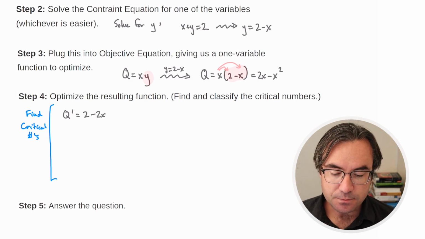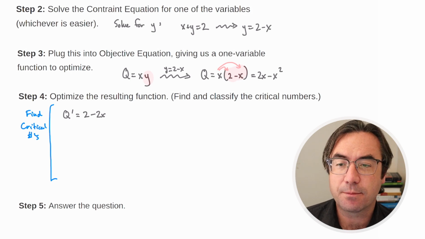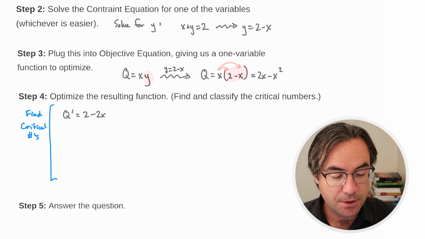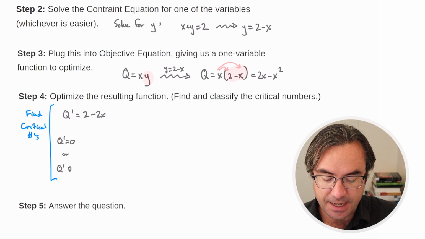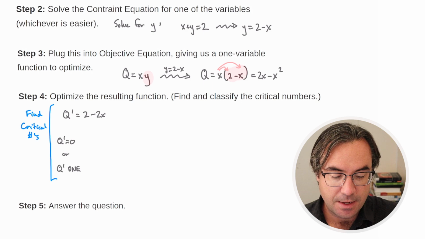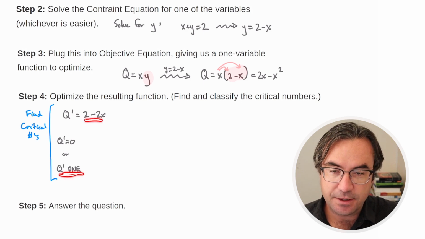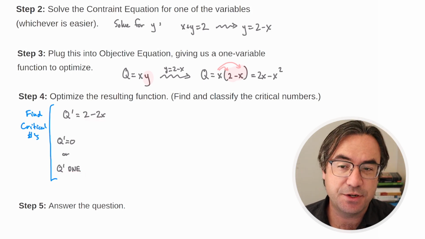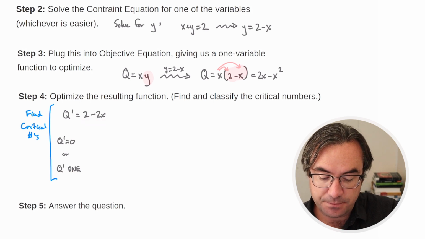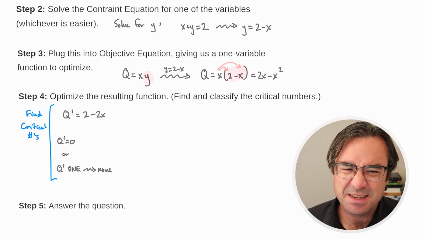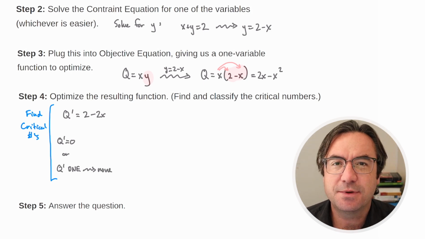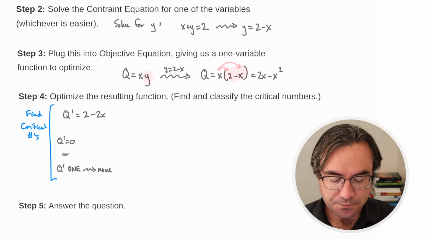And we know that for critical numbers, we're looking for two things. We're looking for where q prime is equal to 0, or where q prime does not exist. The does not exist part only really happens if we have division. There's no division here, so none. That one we don't see too much, but occasionally it does pop up.